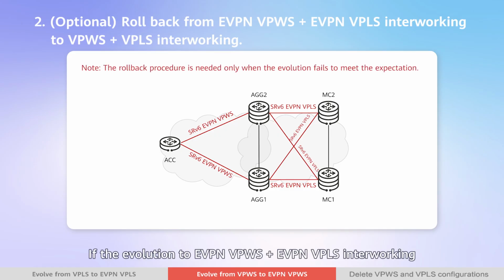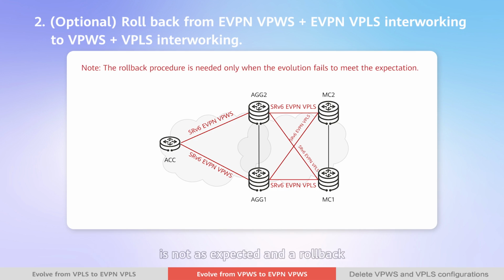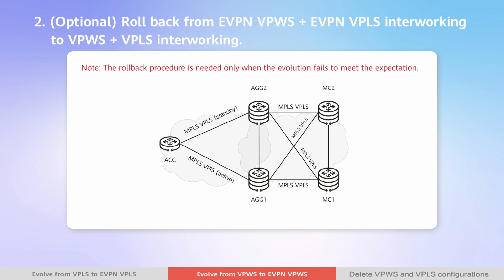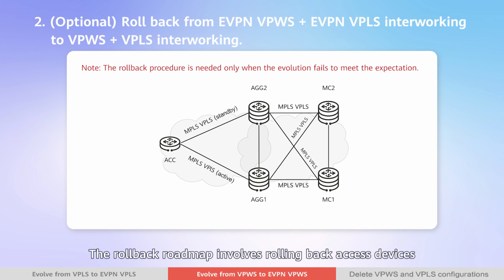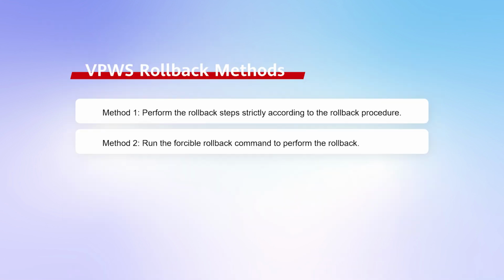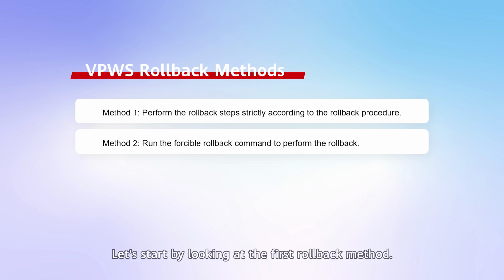If the evolution to EVPN VPWS plus EVPN VPLS interworking is not as expected and a rollback to VPWS plus VPLS interworking is needed, strictly follow the rollback steps below. The rollback roadmap involves rolling back access devices to VPWS and then rolling back aggregation devices to VPLS. There are two VPWS rollback methods we can use. Let's start by looking at the first rollback method.